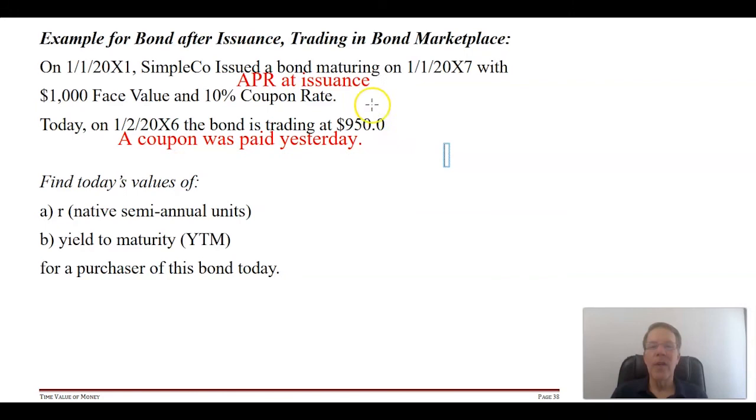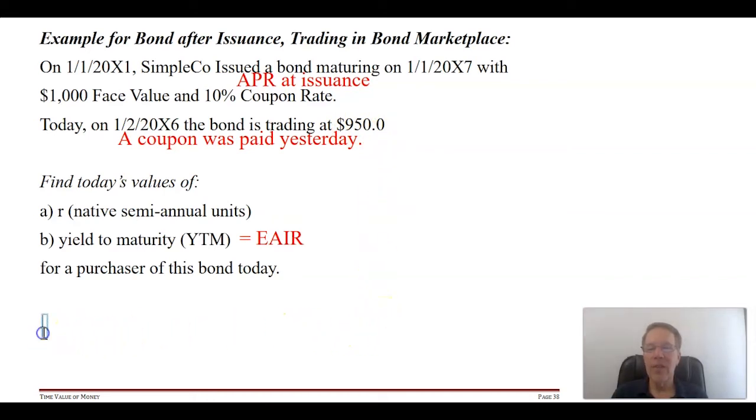Okay, so if it was maturing on the first day of the year, we know that all of the coupon payments and the final amount of face value, principal, par value to be paid back is going to happen on the first day. Okay, and we're at the second day, so a coupon was paid yesterday. All right, so we want to find R, our yield to maturity, which is equal to our EAIR, for a purchaser of this bond today with the price here at 950. So let's see if we can figure it out.